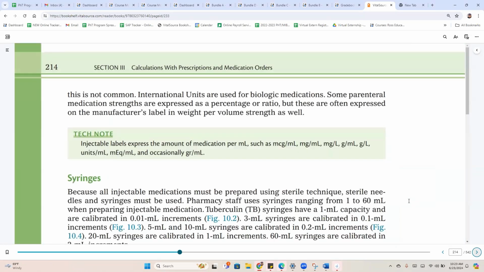International units are used for biologic medications. Some parenteral medication strengths are expressed as a percentage or ratio, but these are often expressed on the manufacturer's label in weight per volume strength as well.